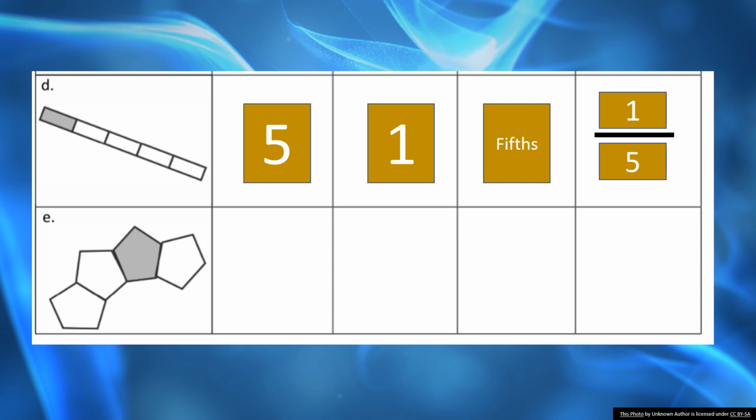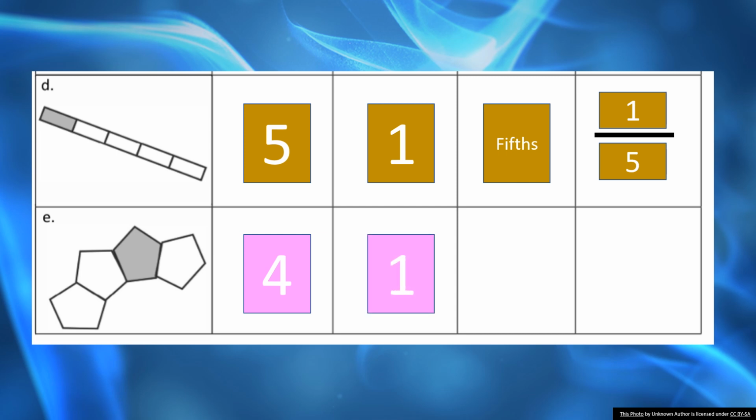Now let's look at the model in letter E. All right, now it is one whole shape. It's one whole shape. And that one whole shape is partitioned or divided into how many parts? Let's see. 1, 2, 3, 4. There we go. 4 equal parts. Now, are all 4 of those parts shaded? No. How many parts are shaded?